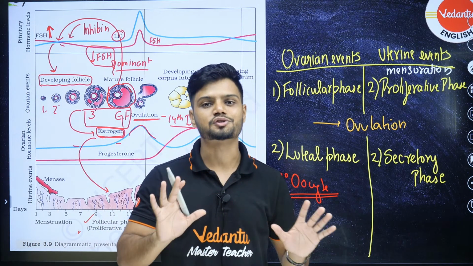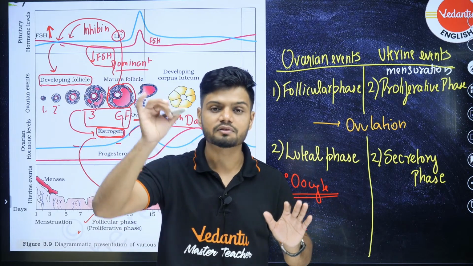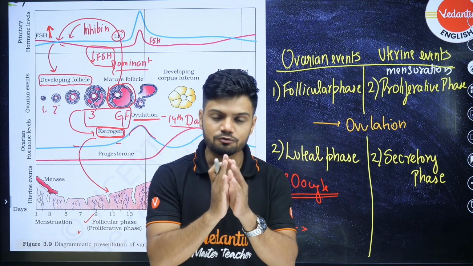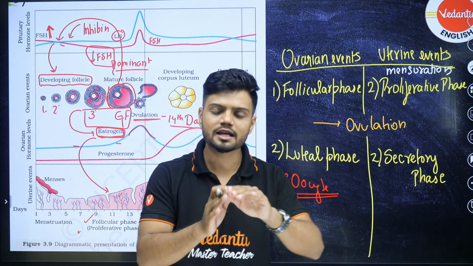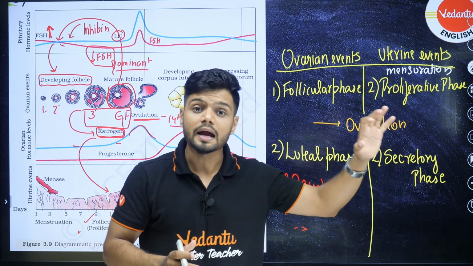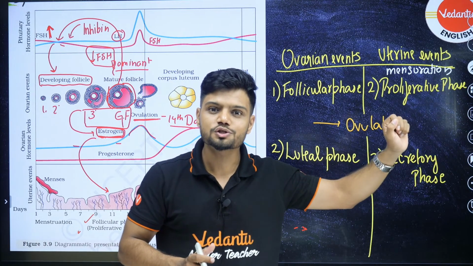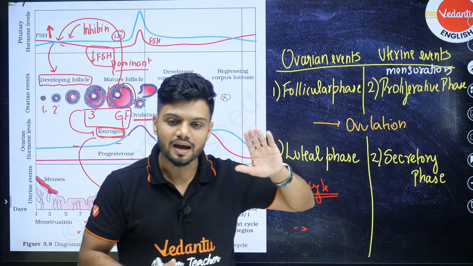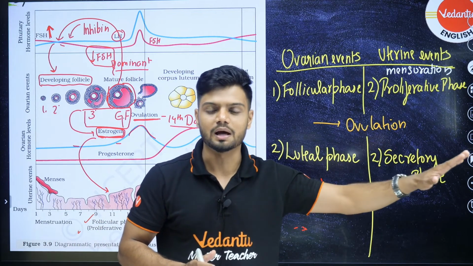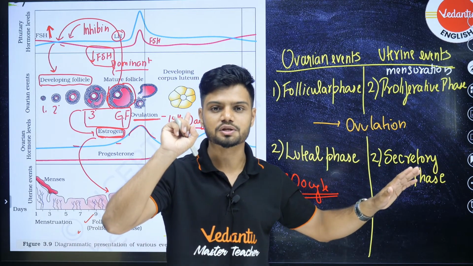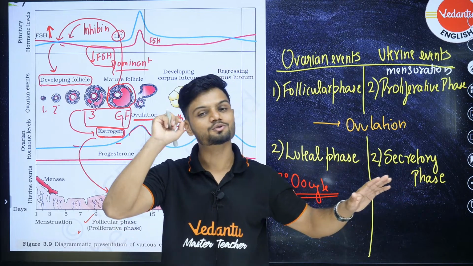If there is fertilization, if the sperm is entering the vaginal tract, then there will be zygote formation, embryo formation, implantation, parturition, lactation. The entire flow will happen if there is fertilization. Now, what if there is no fertilization?